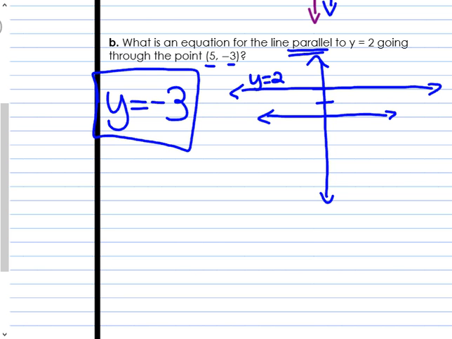And if you want to kind of sketch it out, there's your y equals -3. Okay. So horizontal and vertical lines don't have those extra things. They're just a letter equals a number.